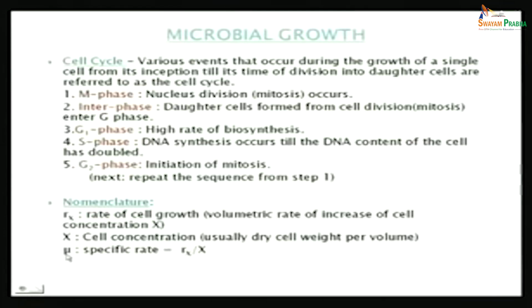And mu is the specific rate, that is, growth of cell per unit concentration of cell. Okay, cell growth per unit concentration of cell. So these are the nomenclature that we are going to use, and you may want to note them down.